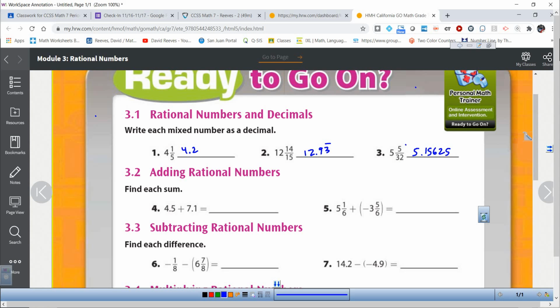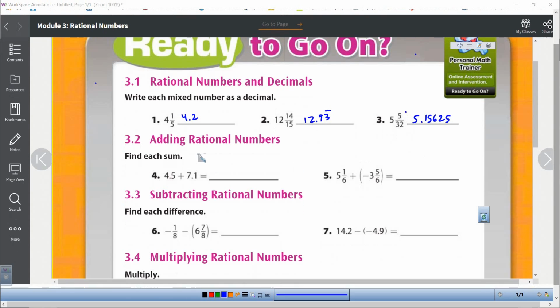All right, then we talked about adding rational numbers. Now, this is where we have to remember what we had learned about adding integers. If we add a positive to a positive, a positive plus a positive is a positive, right? A negative plus a negative is going to be a negative. Remember we did the color tiles, all right? Yellow plus yellow is just more yellow, and red plus red is just more red.